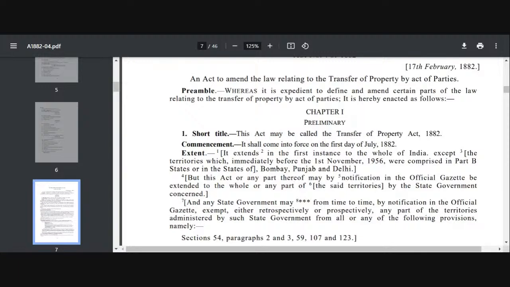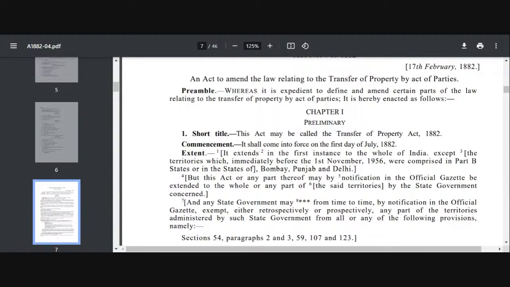Even mortgage takes place between two living persons. Lease takes place between two living persons. Exchange takes place between two living persons, right? So these are the things which are covered by the TP Act. Any kind of transfer which is under a will, or under inheritance, or by operation of law after the death of one party, is not covered by the TP Act.